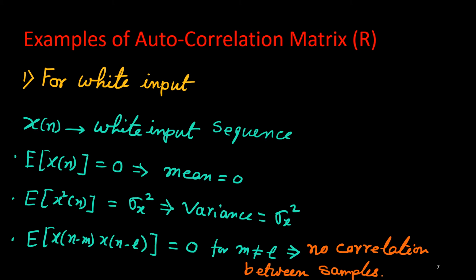And for this white input, the samples are not correlated at all. Meaning the expected value of x(n minus m) and x(n minus L), where m is not equal to L, are two different samples, and there is no correlation between two different samples, so it equals 0, for m not equal to L. And when m equals L, it becomes the square of that sample, meaning the variance sigma x square.